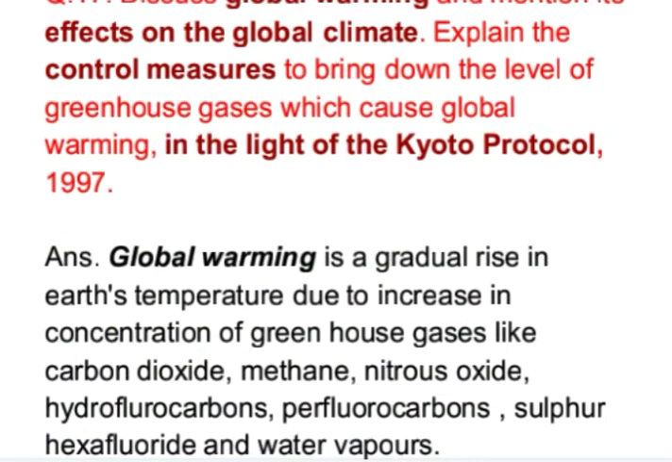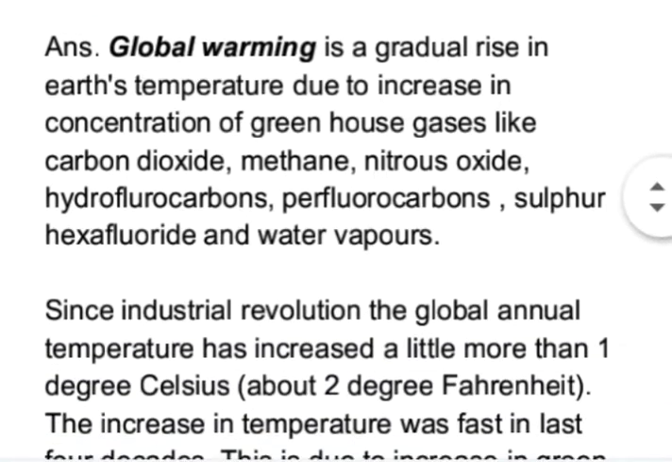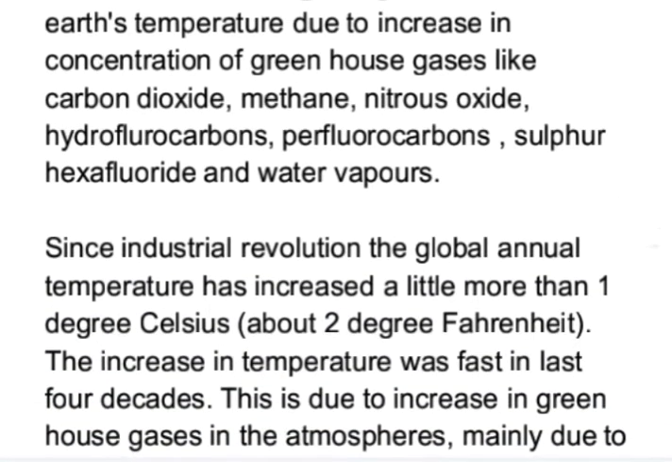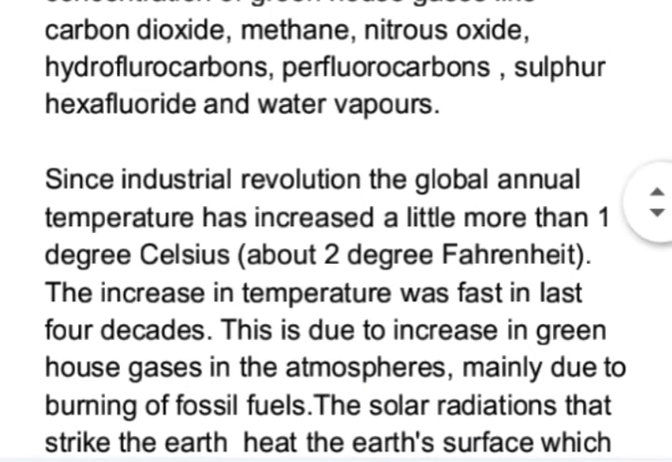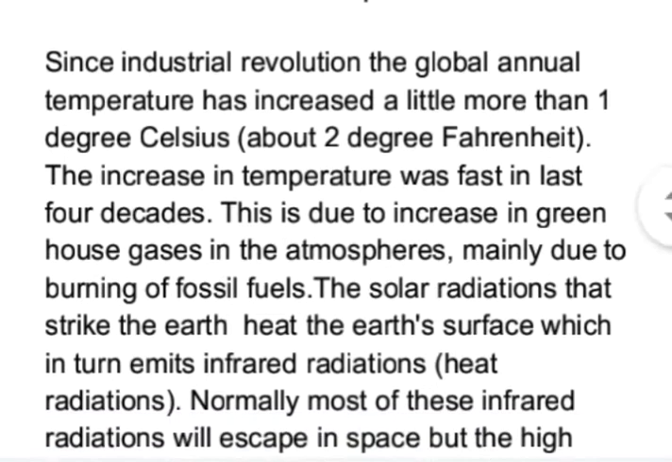Global warming is a gradual rise in Earth's temperature due to increase in concentration of greenhouse gases like carbon dioxide, methane, nitrous oxide, hydrofluorocarbons, perfluorocarbons, sulfur hexafluoride, and water vapors. Since industrial revolution, the global annual temperature has increased a little more than 1 degree Celsius. This increase in temperature was fast in last 4 decades. This is due to increase in greenhouse gases in the atmosphere, mainly due to burning of fossil fuels.